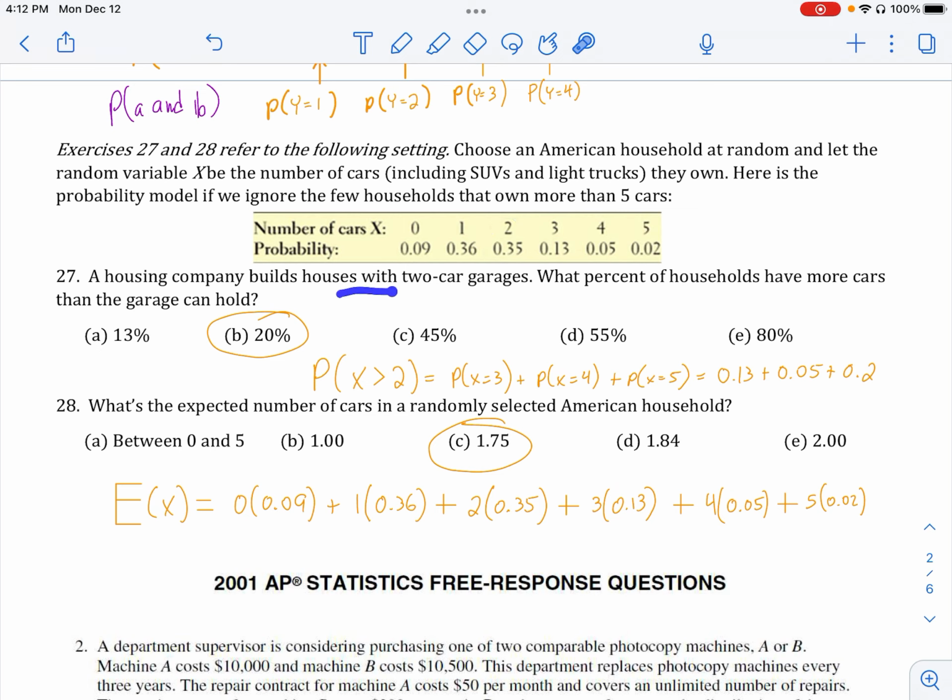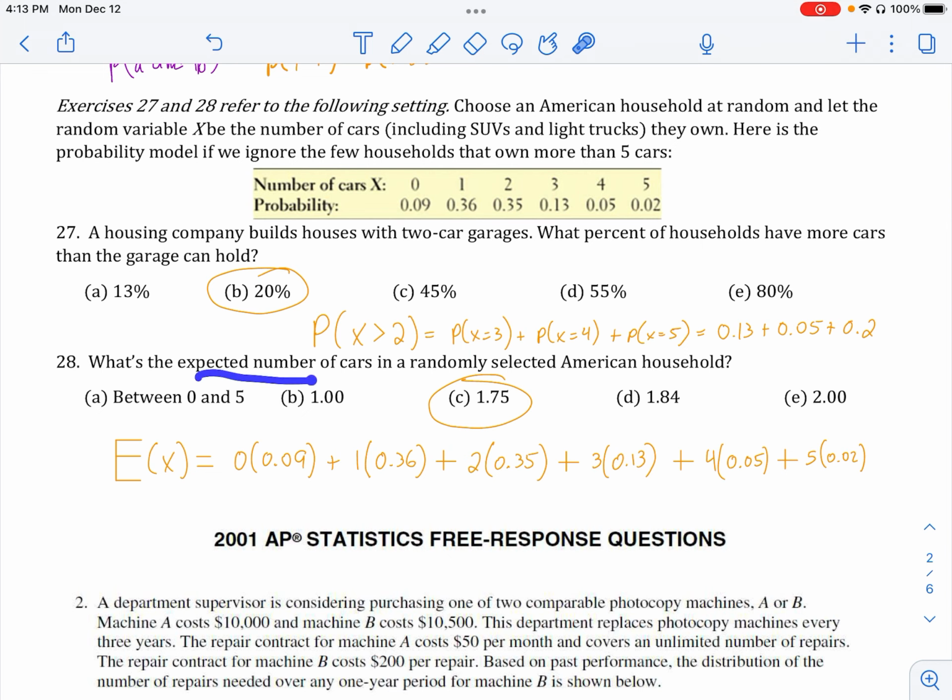A housing company builds houses with 2 garages. What percent of households have more cars than what this garage can hold? So it's asking you for more than 2. So adding up these 3, which is D when you add, or B when you add those up.